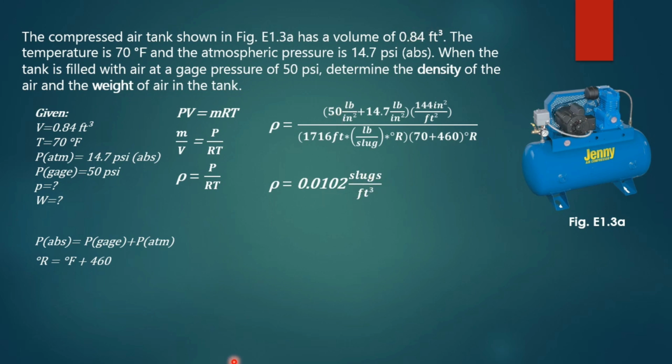Since we can just cancel the pounds here, the inches squared here, and the Rankine here. You can just multiply the feet squared and the feet in order to come up with feet cube, and we are left with slugs over feet cube, and that would be the final answer for the density.